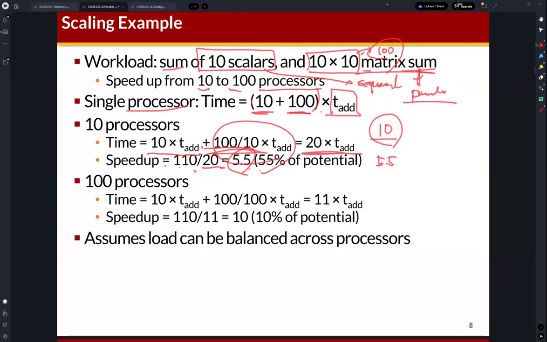How about the 100 processors? So this part is improved. It's 11 multiplied by execution time of add. So it's a 10. So if we just compare the performance with the single processor, then it's just 10. So it means 10% of the potential, right?